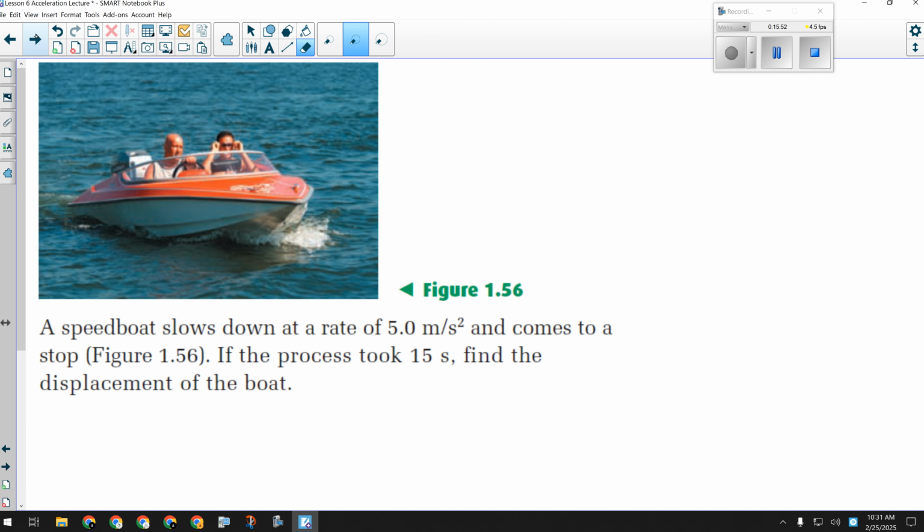All right, let's have you write this one down. I'll give you a minute to get it written down, and then we'll walk through how this one would work.